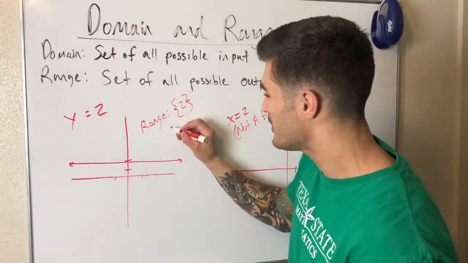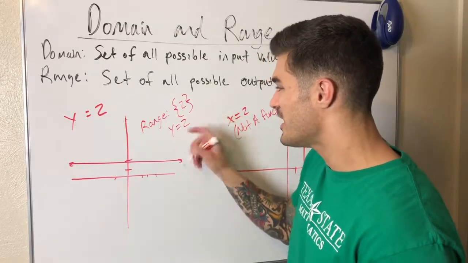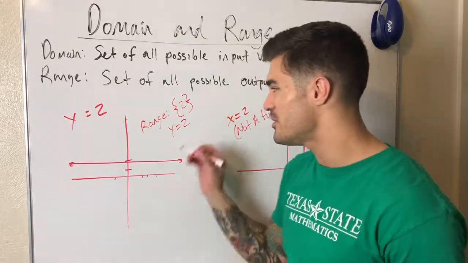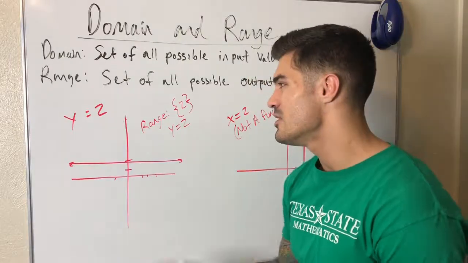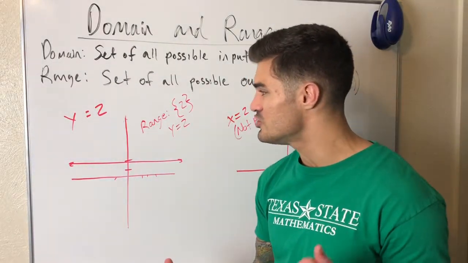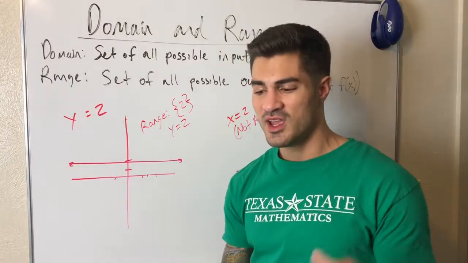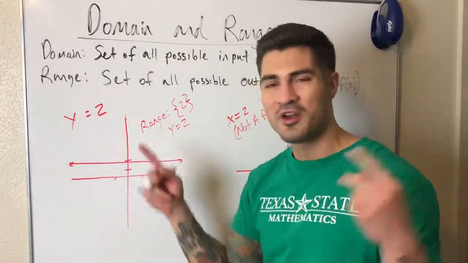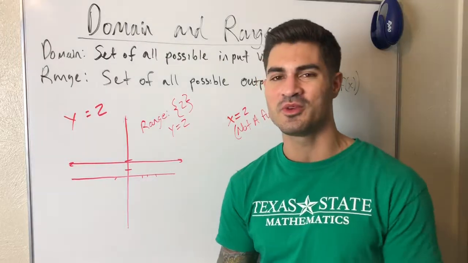Another way to write it, your professor might just let you write range as y equals 2. That's fine as well. Or maybe just 2 would be an acceptable answer. But we can clearly see that it's not all real numbers. And it's kind of interesting that there's 2 cases for linear functions. Either it's all real numbers or it's just one number, right? It's kind of all or nothing with linear functions.